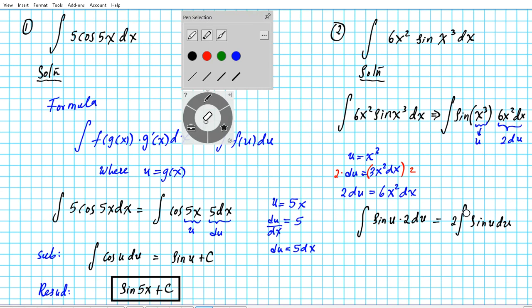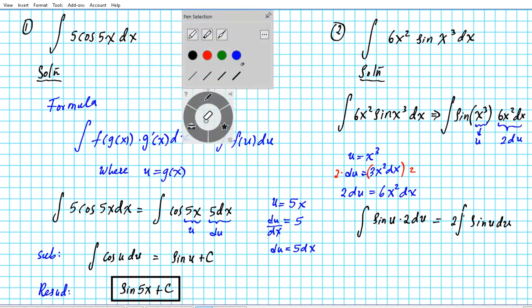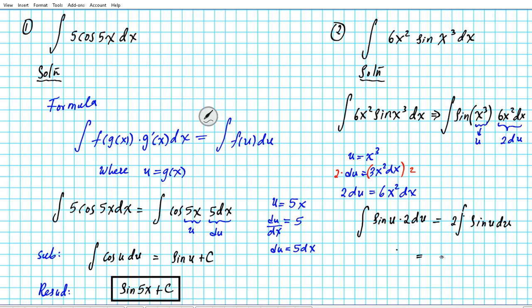All right. So now all we have to bother with is how to evaluate the integral of sine u. Okay, so the integral of sine u is going to be negative cosine u, right? So we already have a 2 right there, so it's going to be negative 2 cosine u plus c.